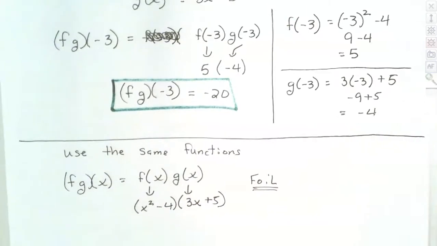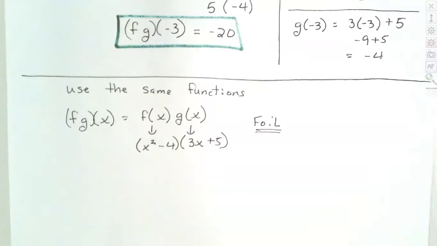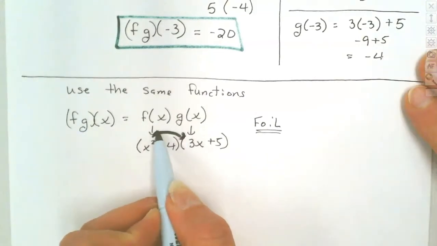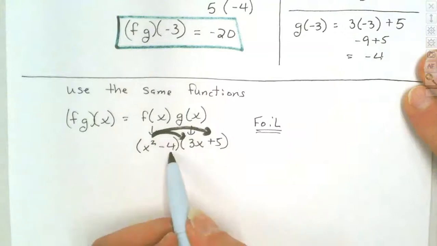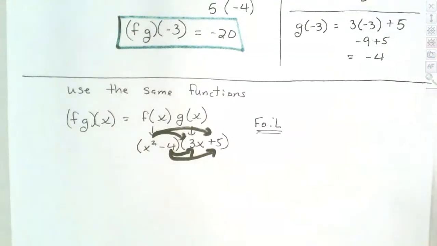So we've got them written down. We're going to have to FOIL. We've FOILed many, many times, so nothing new at all here. We're going to go ahead and FOIL. And when we FOIL, we take the first times the first, outside times the outside, insides, and last. So let's go ahead and FOIL.